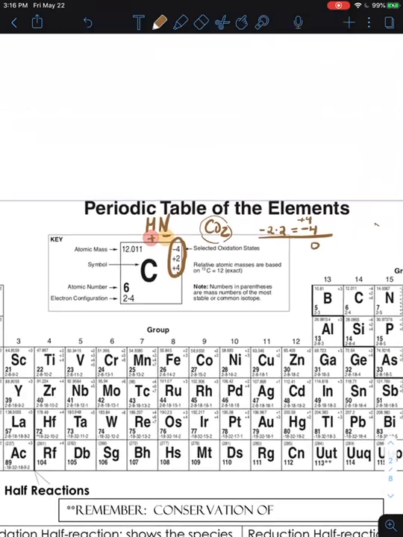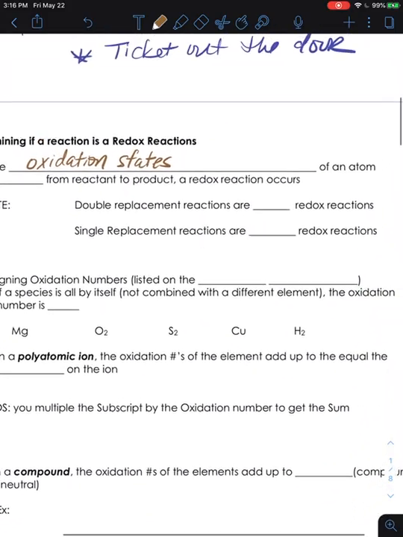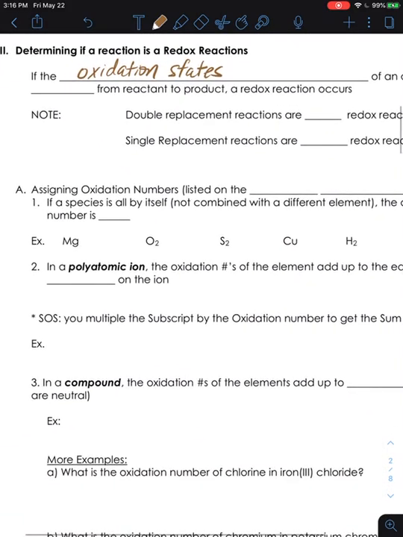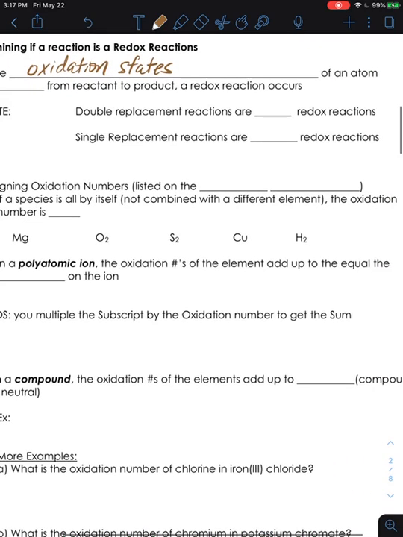So let's take a look. Looking at these oxidation states, we need to see, well, there's going to be either a gaining of charge or a reduction of charge, hence the reduction. So one thing to notice if you're trying to figure out if it is in fact a redox reaction, it would not be found in a double replacement reaction. They are not considered redox reactions. But in the case of single replacement reactions, those are.